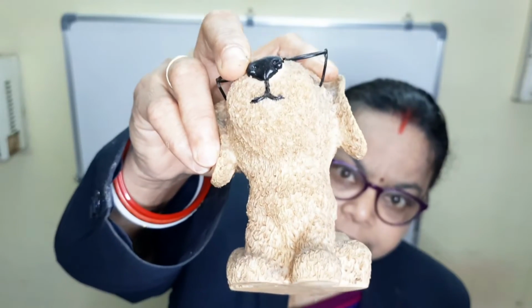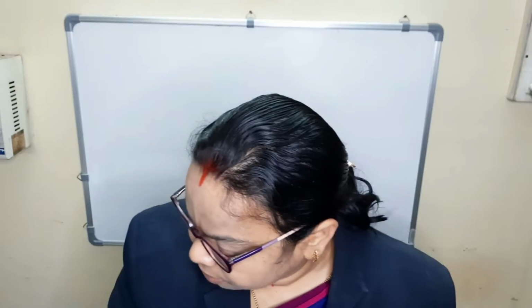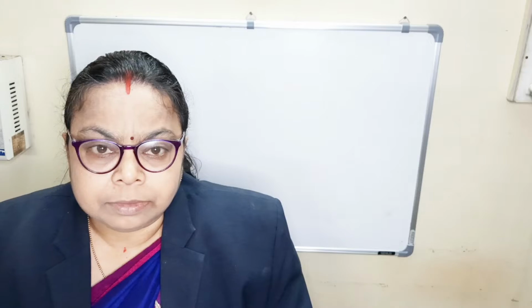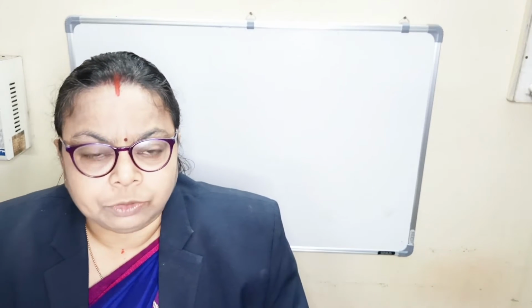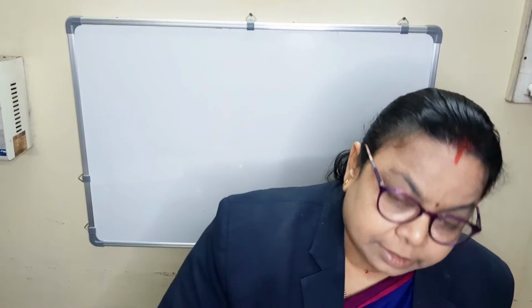To buy the dog, the cost of the dog is 5 rupees, children. So, children, money is returned. The money returned to me by the shopkeeper is 5 rupees. Children, how?